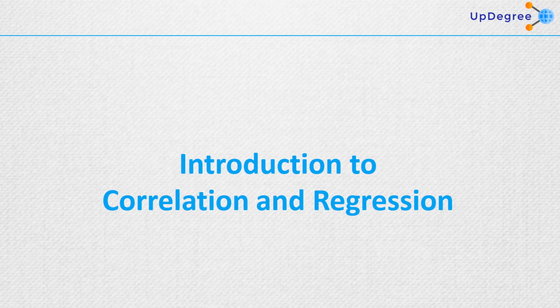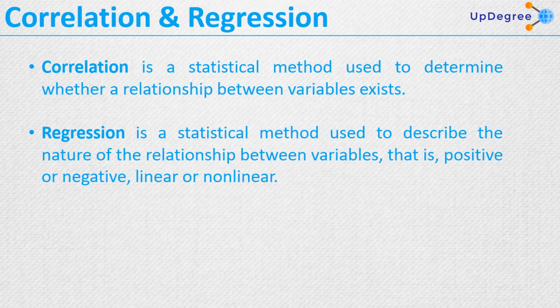At first we shall go for the definition of correlation and also regression. Correlation is a statistical method used to determine whether a relationship between variables exists. Say we have one patient taking some medicine for a certain number of days, and the blood pressure of the patient. Are they correlated? The number of hours per day one student is studying and the final exam marks: is there any relationship between them? That's why correlation is a statistical method used to determine whether a relationship between variables exists.